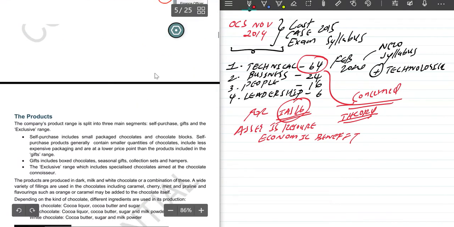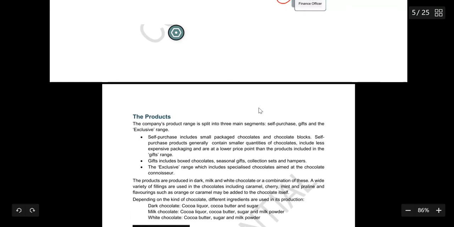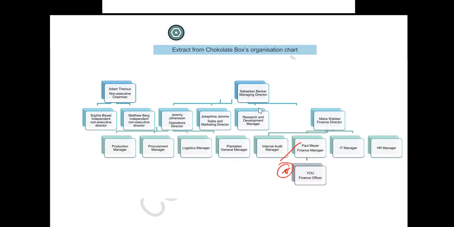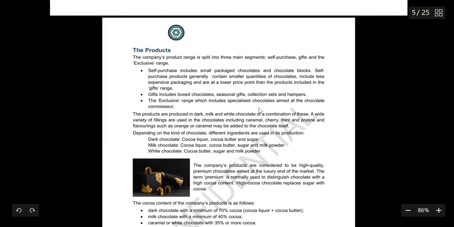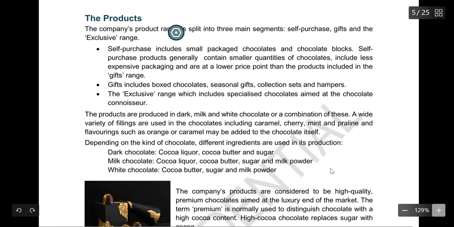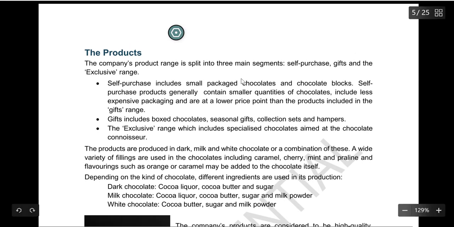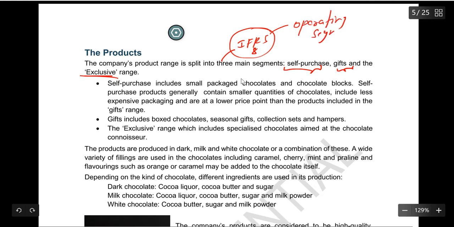Okay, now students, I'll just extend this so that it will become clearer. So this is the extract from the Chocolate Box Group. And now students, when we come here, the products, what they are clearly stating is the company's product range is in three main segments. One is self-purchase, a gift, and the third one is exclusive range. So students, I can say IFRS 8. Students, there is a standard called IFRS 8, which is known as operating segments. Just remember these standards before you go to the examination. And then there is another standard also that is called IFRS 5, assets held for sale and discontinued operations.